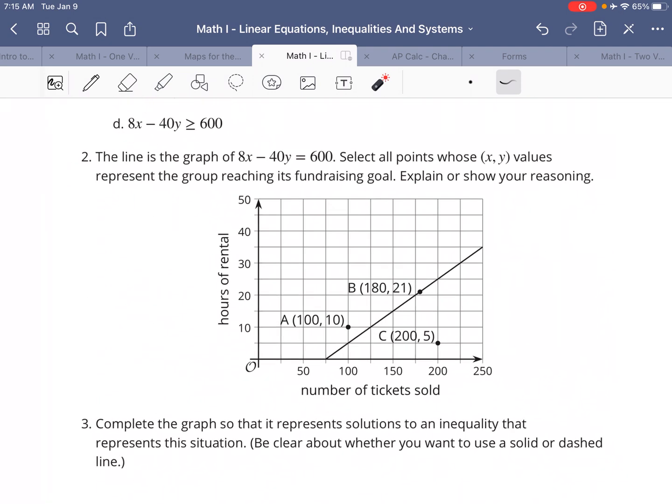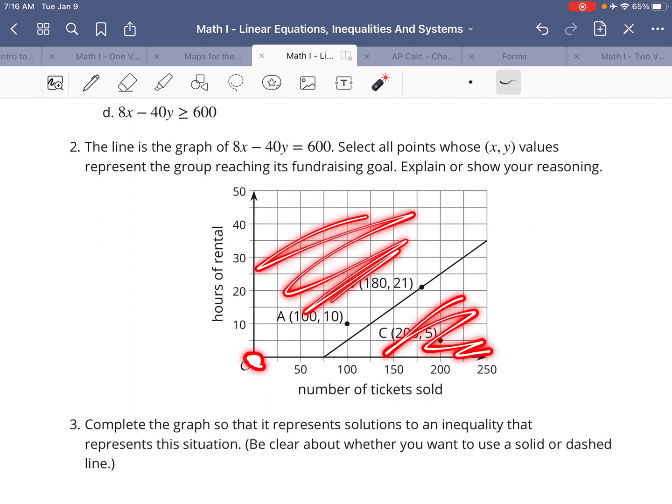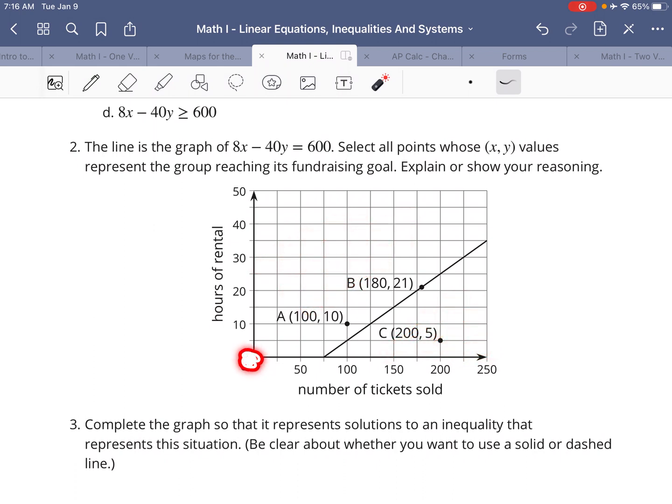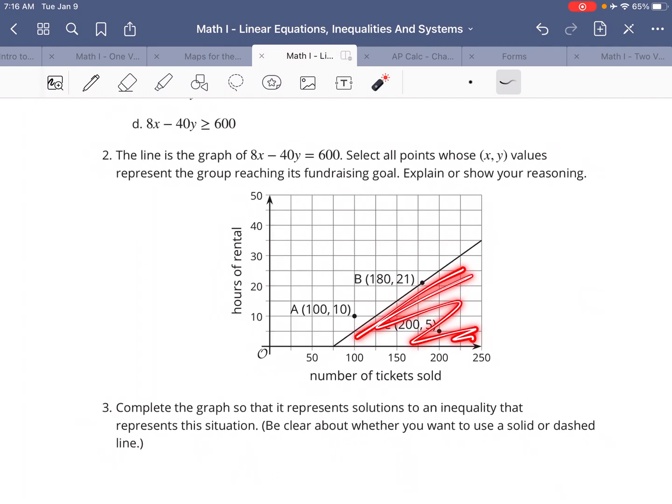We have the graph of the line. Select all the points whose XY values represent the group reaching its fundraising goal. You have points on one side of the line, and you got points on the other. You can always still use 0, 0. If 0, 0 is a solution to this inequality, if they sell 0 tickets and have 0 hours of rental, will they make at least $600? If so, you're going to shade on this side. If not, you're going to shade in on this side.